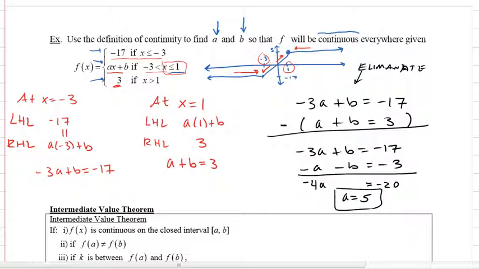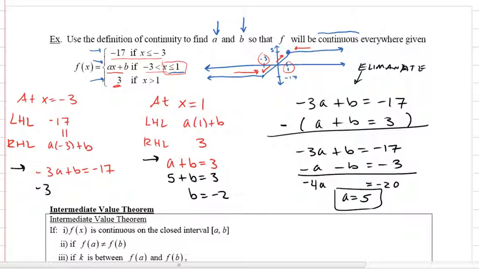Now you can choose which one you want to plug it into. You could plug it into this one or this one. I always choose to plug it into the easiest one. So let's go ahead and plug in a and solve for b. b is negative 2.